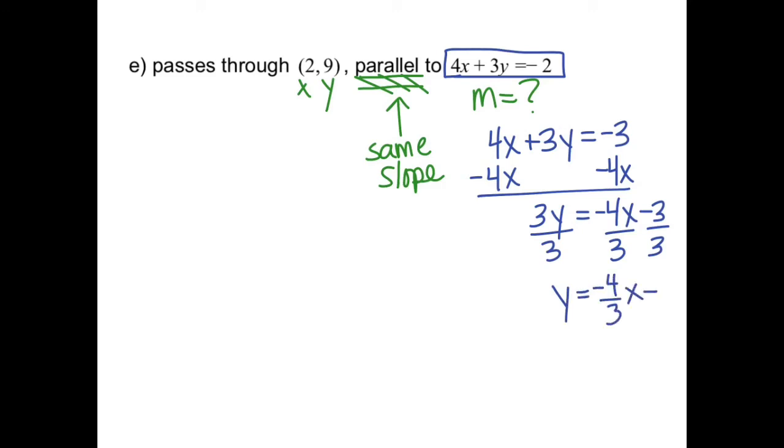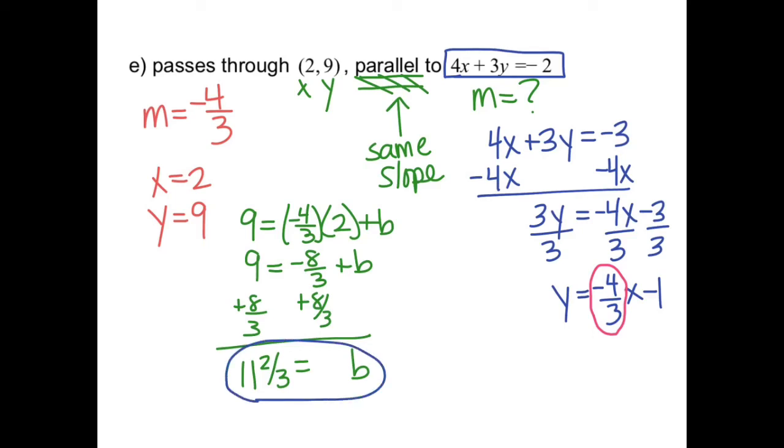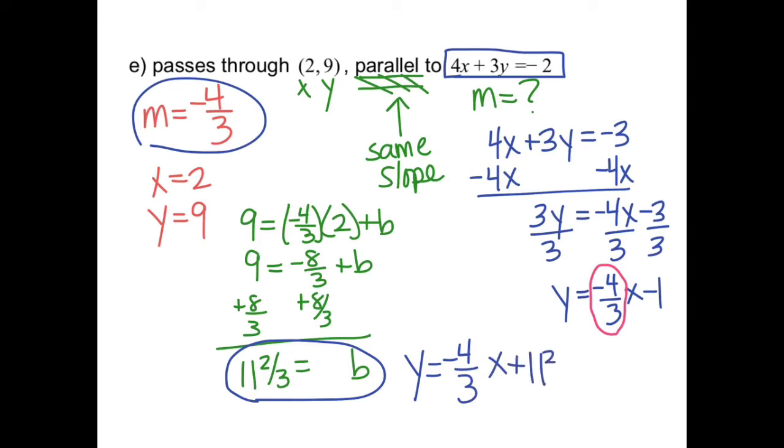So I'm solving this equation into slope-intercept form, and when I have it here, I can see that my value for m in front of the x is -4/3. So I will use m as -4/3 because since they are parallel, they are the same slope. I will use x equals 2 and y equals 9 to solve for b. So my value for b, my y-intercept, is 11 2/3. My slope is -4/3. So y equals -4/3 x plus 11 2/3.